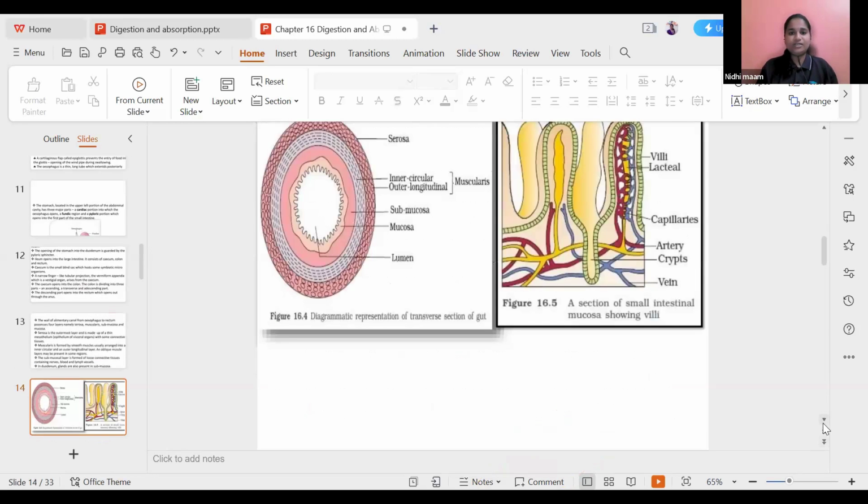Yeah, so here you can see, my dear friends. So just observe the laser point.